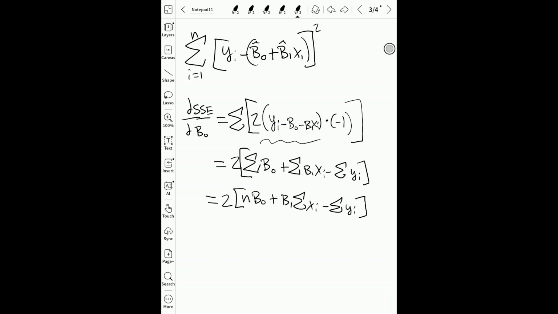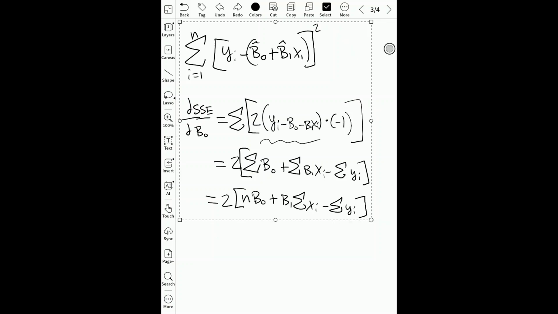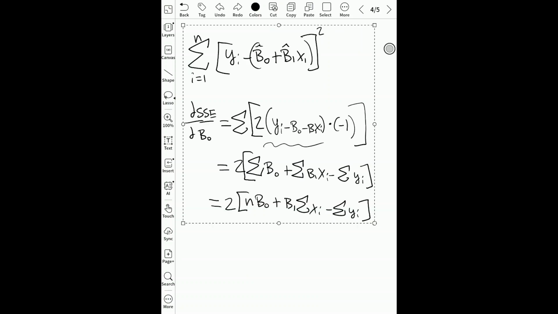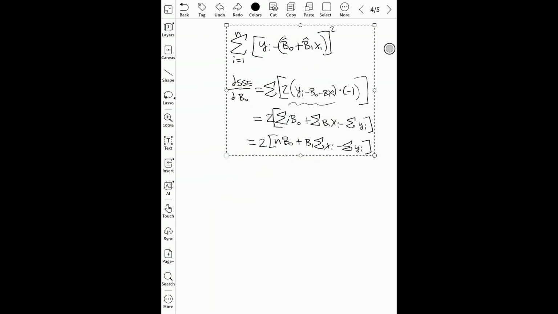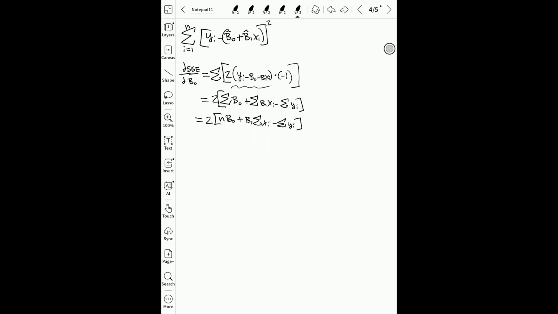And then why don't I do a new page? Maybe what I'll do, since I've got all this fancy technology, is take all this and copy it. We'll go to a new page and make it just a little smaller. We should still be able to see it in the video. And now we're going to do the same thing for beta 1. So let's go ahead and draw a line.